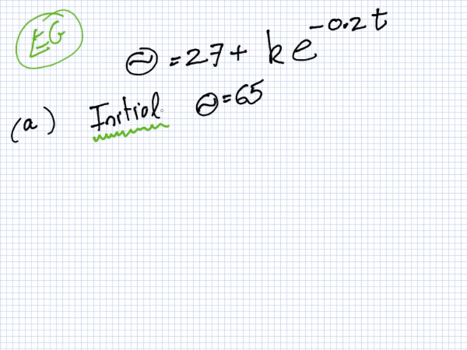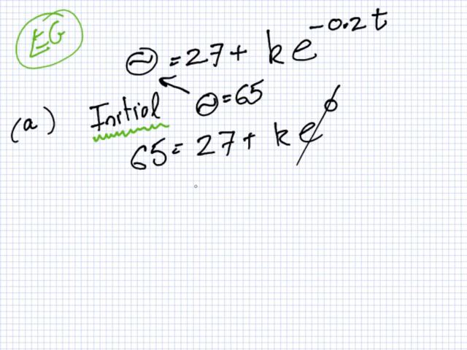Yeah, well, firstly, what does this word mean? At the beginning. Yeah. And as you said, what do you do? Substitute this in for theta, but what do we make the T? 0. Because it's at the beginning. So you have 65 equals 27 plus K e^0. So 65 minus 27. What's that now? Right, so you got K equals, therefore K equals 38.